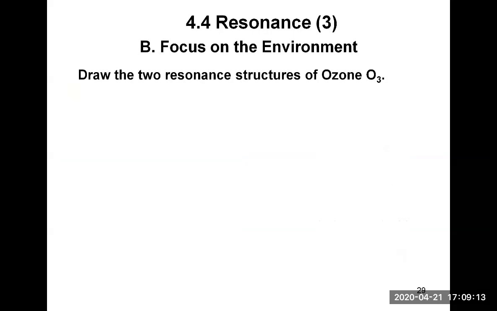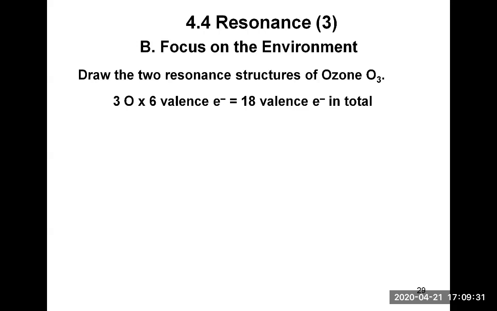So the first step is to count the number of valence electrons you have to distribute. So we have 3 oxygens. Oxygen is in group 6A, so they each bring 6 valence electrons, times 3. It's 18 electrons for that structure. You will place the 3 oxygens in a line, and then you can start drawing the single bonds between the oxygens. Subtract the electrons you have used from the total. So it's going to be 18 minus 4 electrons from those 2 single bonds, and we have 14 electrons left.